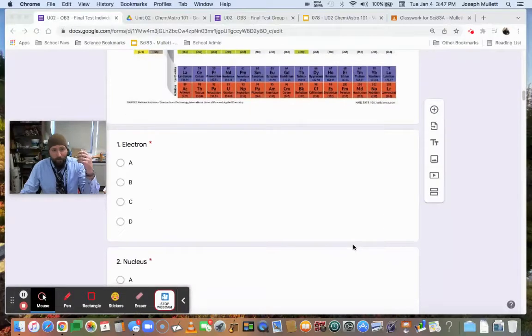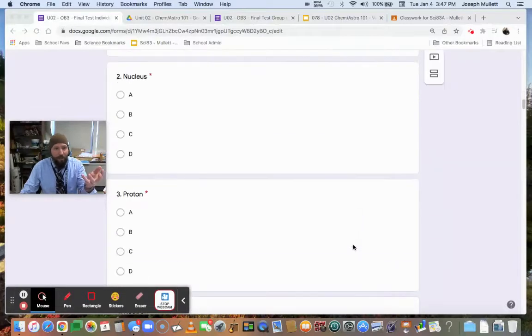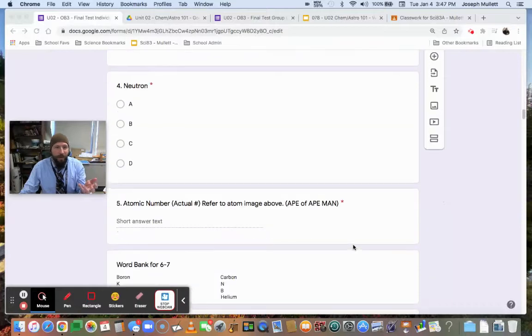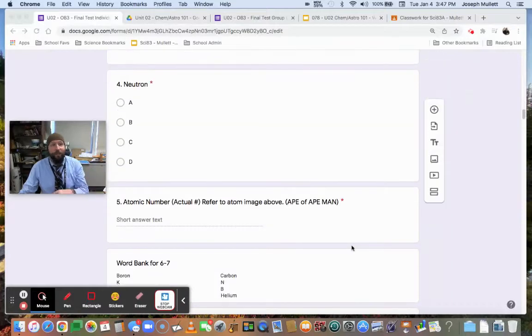But you're identifying the parts of the atom with the electron, the nucleus, the proton, the neutron, and that's the first 4. And then number 5, the atomic number. It's an actual number that I want you to type in the answer here and refer to the atom image above. And I'm giving you the hint of ape in ape man.